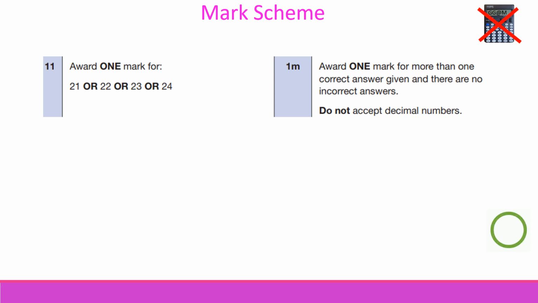The mark scheme on this question shows the answer could be 21, 22, 23 or 24. So any one of those answers would give you 1 mark. 1M means 1 mark. So any one of these answers here is correct. It doesn't matter which one of these numbers you wrote down, you will get the answer correct. Just say do not accept decimals because it did say a whole number, so make sure you choose any one of these whole numbers.